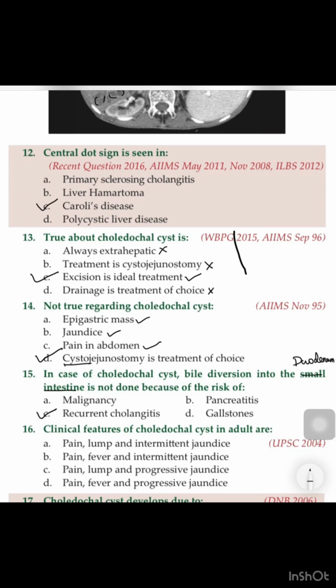So malignancy risk, once you excise the cyst, it reduces. And since you are doing Roux-en-Y hepaticojejunostomy, the bile will never come in contact with the main pancreatic duct or the pancreatic secretion. So pancreatitis is not possible. And gallstones, because whenever you are doing hepaticojejunostomy, the patient will undergo cholecystectomy along with the choledochal cyst excision. So this is not the correct option. The correct option is C.